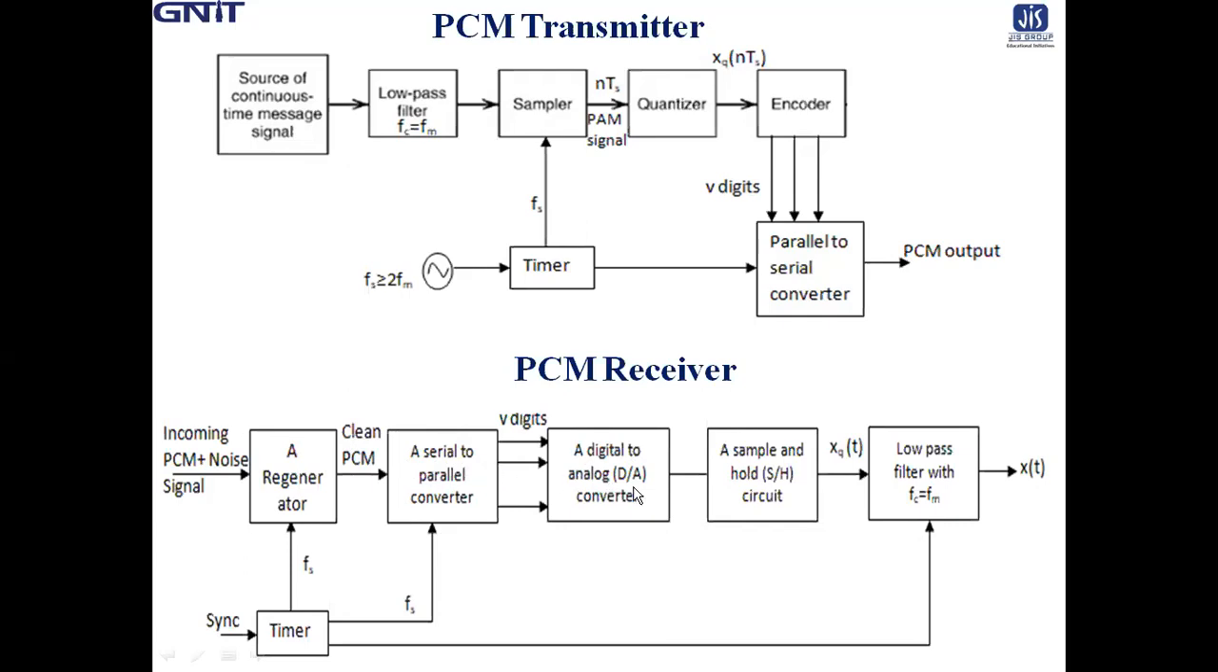After the D2A converter the signal is in analog form, then a sample and hold circuit is required, just the reverse of the transmitter circuit. Then a low pass filter whose cutoff frequency is Fm, and we get the x(t) input signal. And remember that here the frequency for the parallel to serial converter and the regenerator is Fs, that is the sampling frequency.